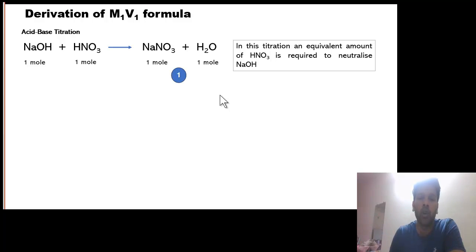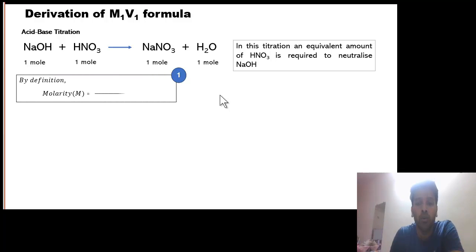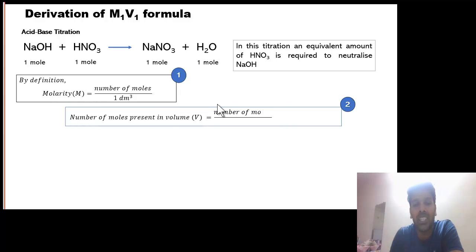So, from the definition, molarity of a substance is defined as the number of moles per 1 dm cube of the solution. 1 dm cube could be 1 liter, or 1000 centimeter cube, or 1000 ml. Thus, we can calculate the number of moles in any volume just by multiplying the molarity with the volume of the solution. So if we multiply the molarity and the volume, we get the number of moles present in that particular volume.